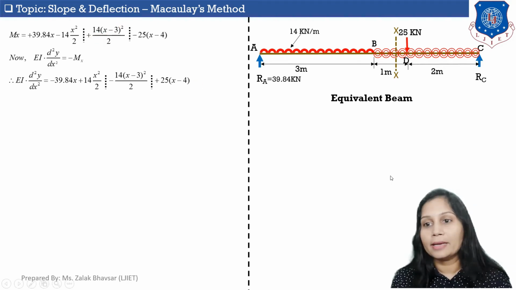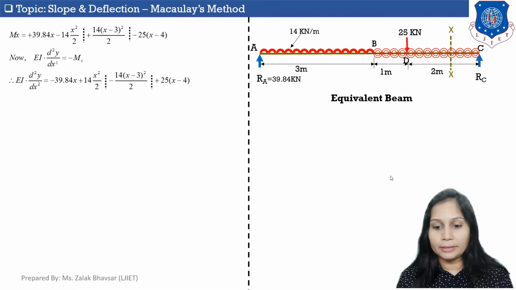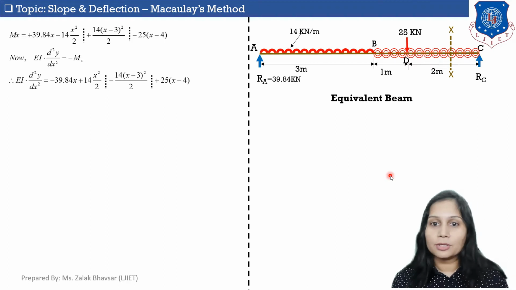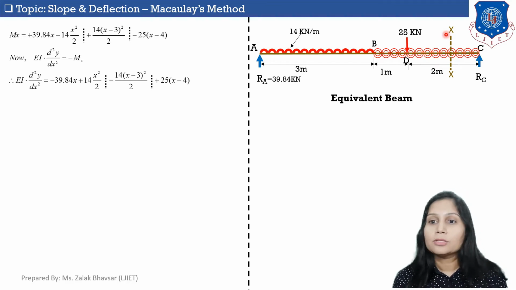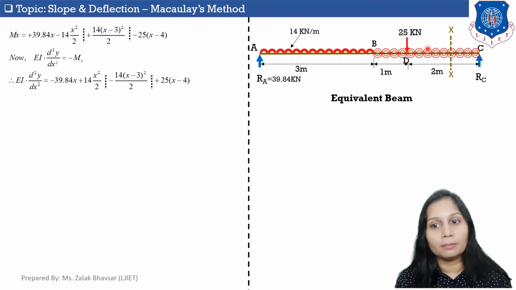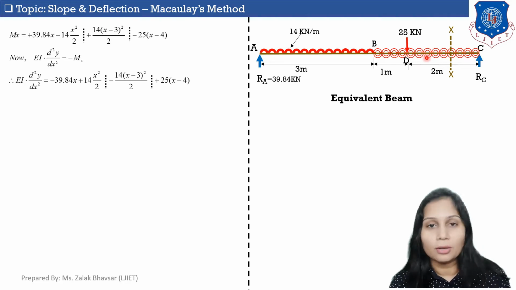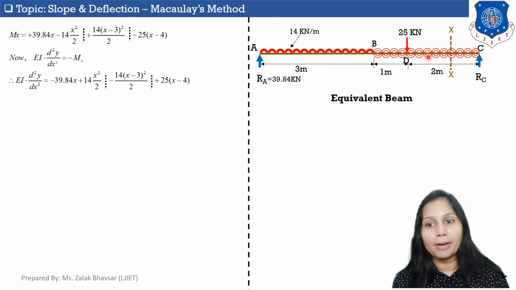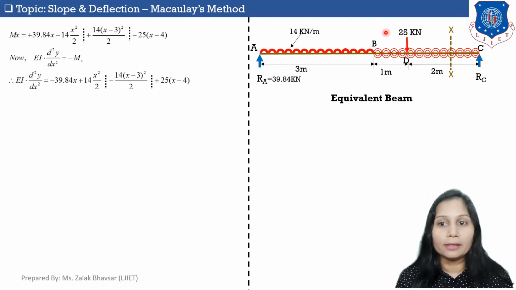Now let's take a section in part DC and calculate the moment in part DC. I am taking a section at a distance x meter from point A in part 3. In part 3, DC, this downward UDL of 14 kilonewton per meter is already calculated and this upward UDL is also calculated. So in part 3, only this 25 kilonewton load will create a moment.